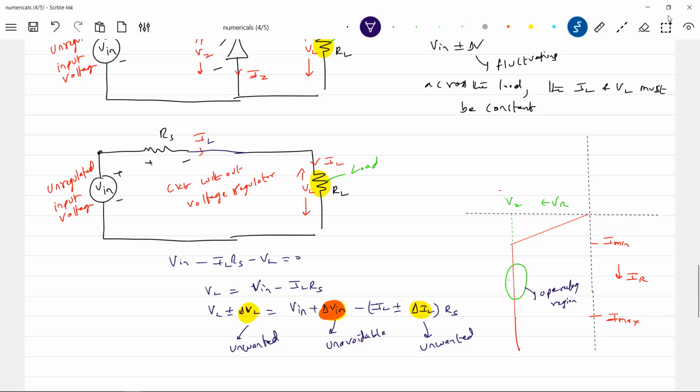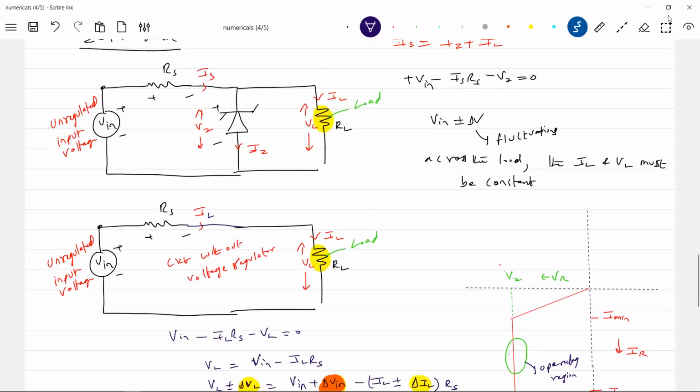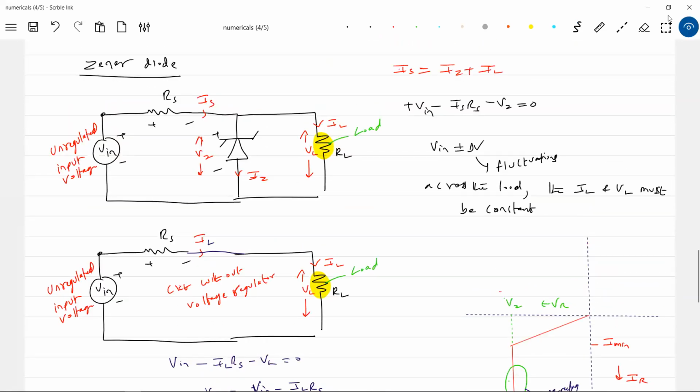Okay, got this one. So like this, I'll introduce the Zener diode. What is the use of the Zener diode now? What the Zener diode does is, if the voltage fluctuates here, then definitely what will happen? IS will increase. If the voltage fluctuates, VZ will remain constant, no? So if the input voltage increases, then IS will increase.